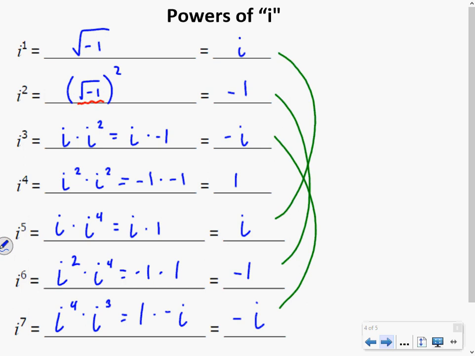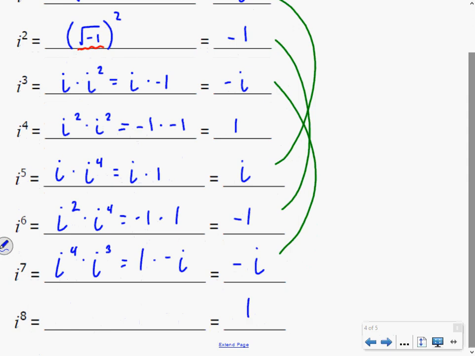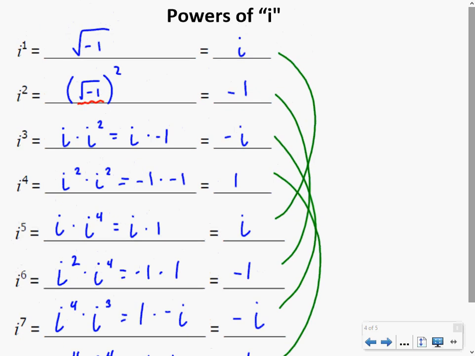All right, so if we had to take a guess, the pattern is going i, -1, -i, 1. i, -1, -i. I'm going to guess that the next one is going to be 1. So let's check ourselves. We could rewrite i to the 8th power as i to the 4th times i to the 4th power. We know that i to the 4th is really just 1. So if we have 1 times 1, we're going to get 1. So the important thing to know here is that this pattern repeats itself over and over and over, no matter how high of a power of i you have.